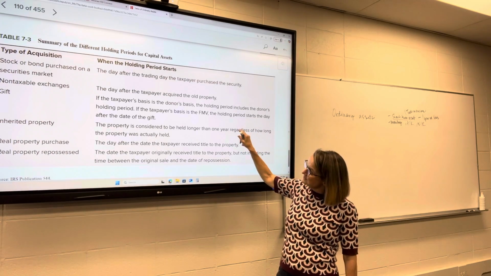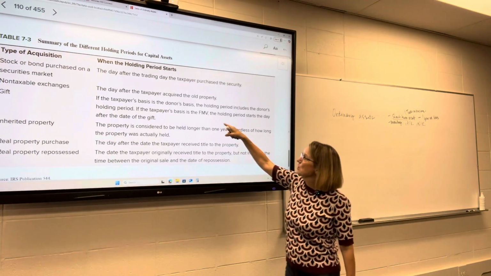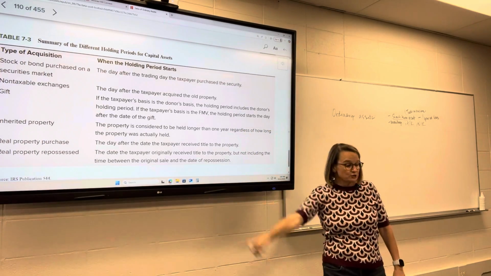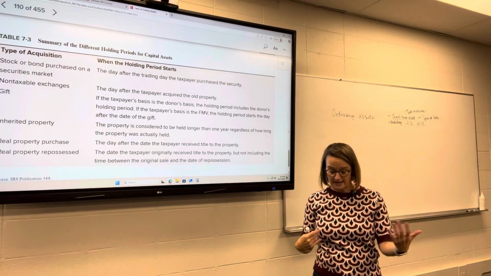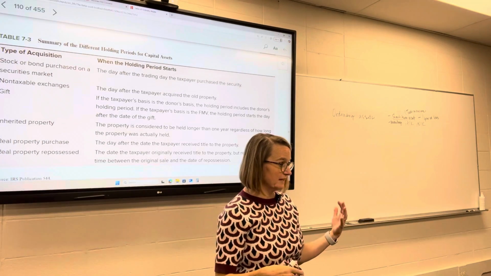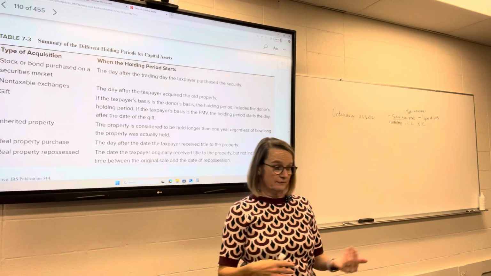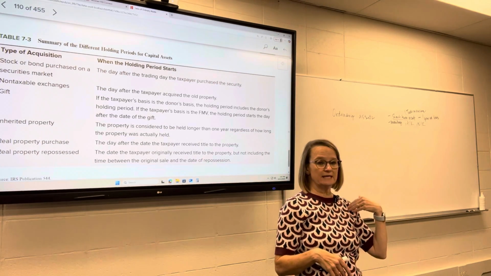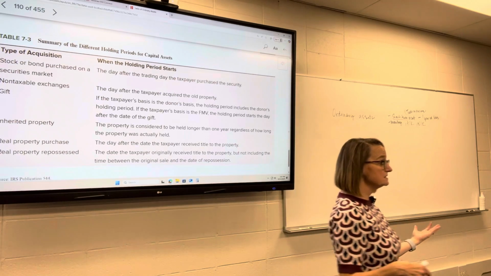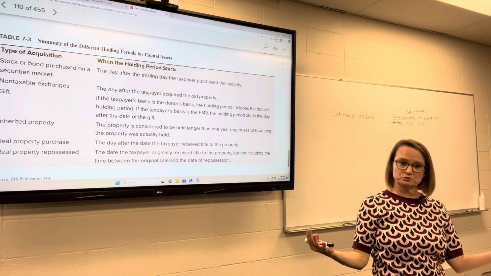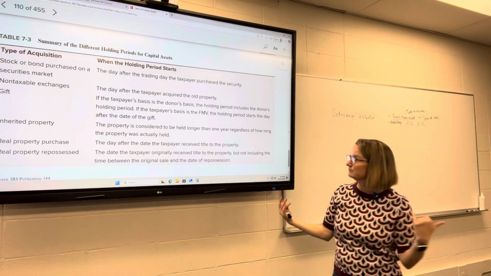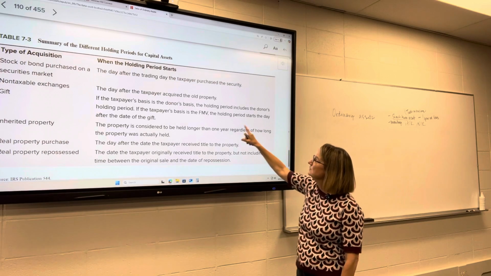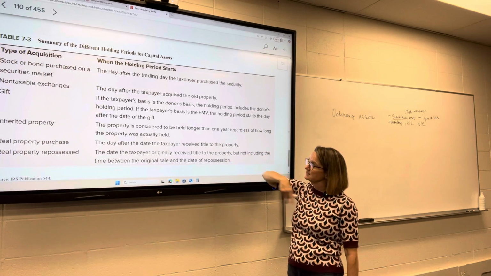If it's a gift, the taxpayer's basis is the donor's basis, and the holding period includes the donor's holding period. So Grandpa gave me that land instead of inheriting it. That means I'm going to get his basis, but I'm also going to get his holding period. So if he bought it back in 1970, it's considered that that's when I bought it. That's my holding period and when it would start. If the taxpayer's basis is the fair market value, the holding period starts the day after the date of the gift.